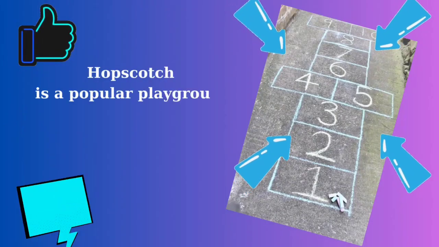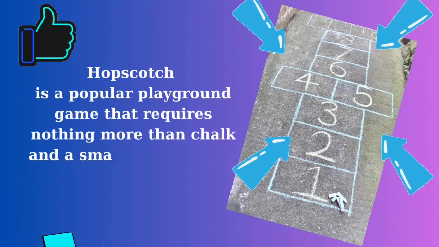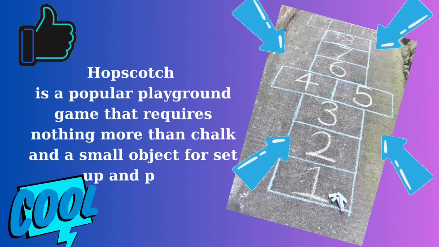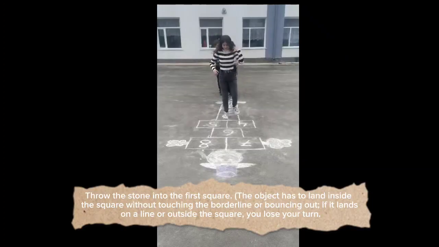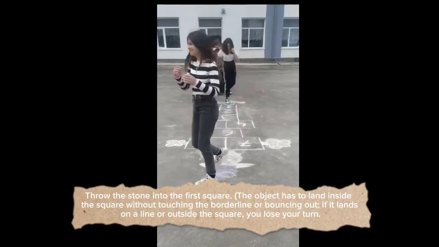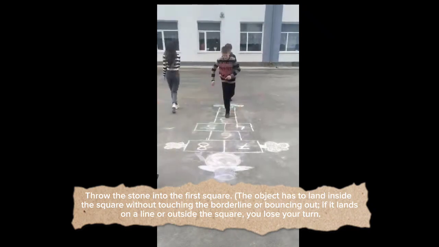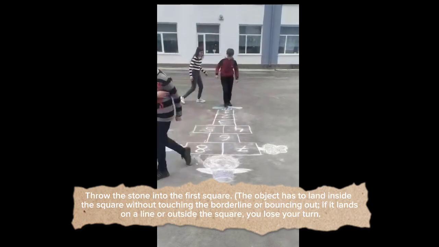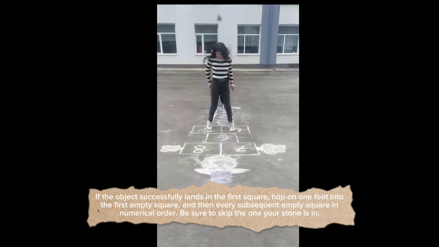Hopscotch is a popular playground game that requires nothing more than chalk and a small object for setup and play. Draw a traditional hopscotch diagram. Throw the stone into the first square. The object has to land inside the square without touching the board line or bouncing out. If it lands on a line or outside the square, you lose your turn.